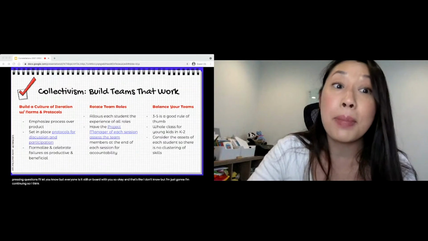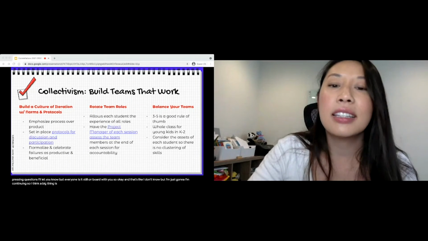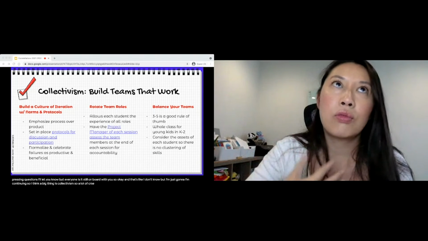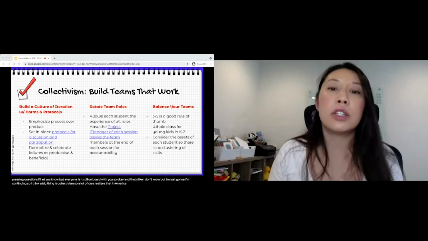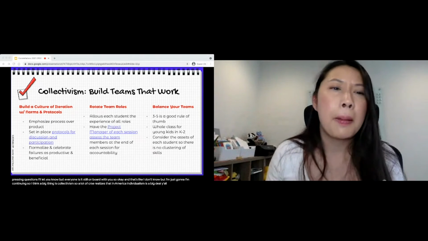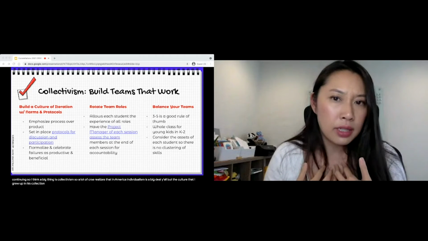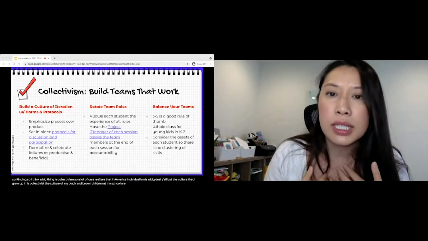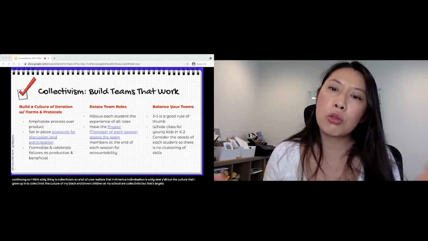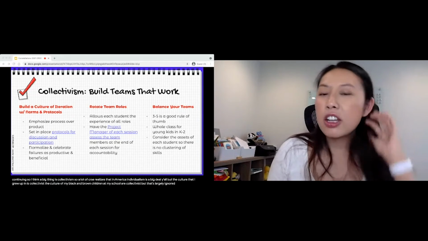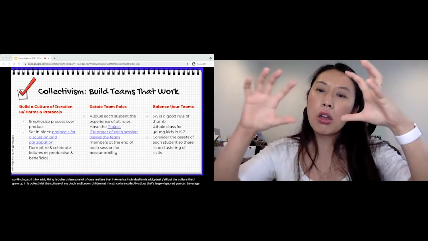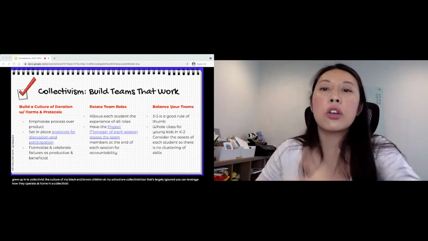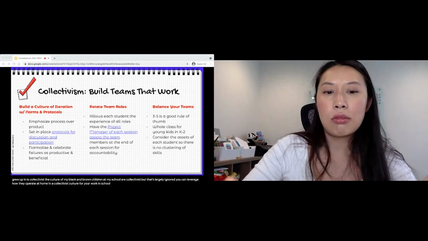So I think a big thing is collectivism. A lot of CRSE realizes that in America, individualism is a big deal, y'all. But the culture that I grew up in is collectivist. The culture of my Black and brown children in my school are collectivists. But that's largely ignored. But here's where you can leverage how they operate at home in a collectivist culture for your work in school, right?